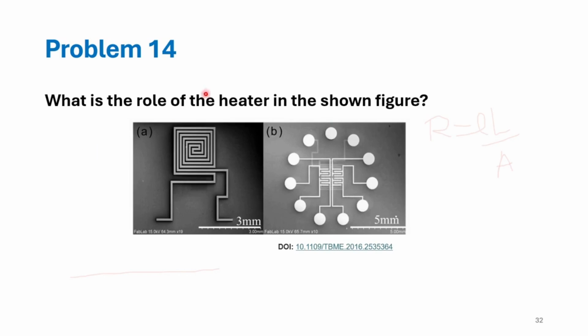Problem 14. What is the role of the heater in the shown figure? Here in figure A we see a heater. In figure B we see an IDT on the top, then we have a layer of SiO2, then a heater below. So what is the role of the heater in this figure? Why do we need a heater here?